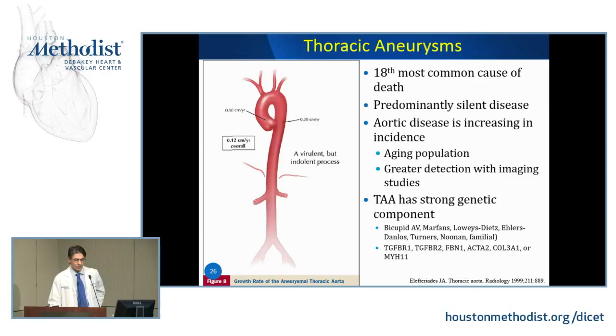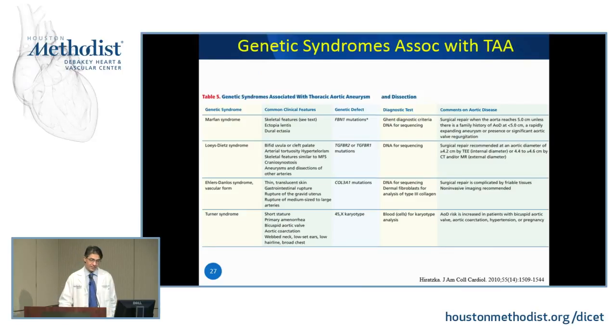So jumping into aneurysms before we get into the syndromes, this is actually a silent disease. It's becoming more and more common with all the imaging that we're doing. And thoracic aortic aneurysms have a very strong genetic component. That's one thing I'd like to point out from this talk. And these are all the genetic diseases that affect the thoracic aorta. These are all the diseases you've heard of: Marfan's, Loeys-Dietz, Ehlers-Danlos, Turner's.